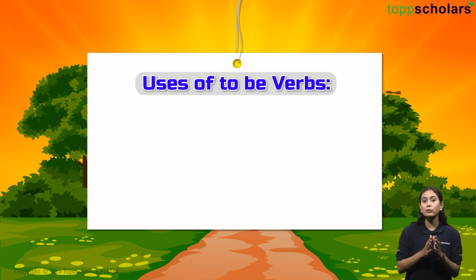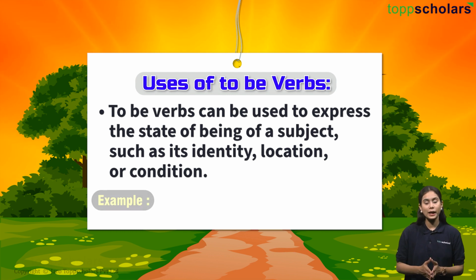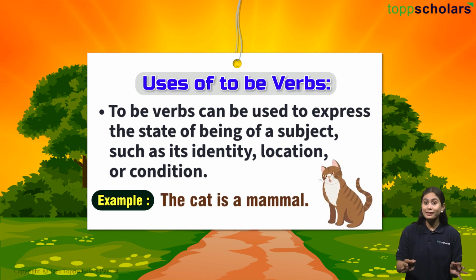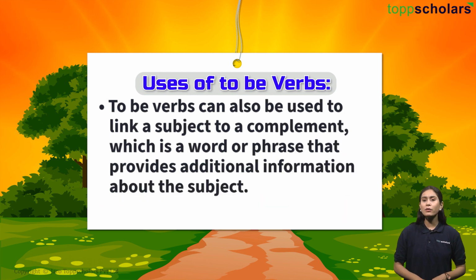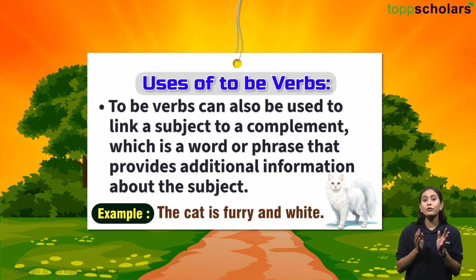Uses of to be verbs. To be verbs can be used to express the state of being of a subject such as its identity, location or condition. Example, the cat is a mammal. To be verbs can also be used to link a subject to a complement, which is a word or phrase that provides additional information about the subject. Example, the cat is furry and white.